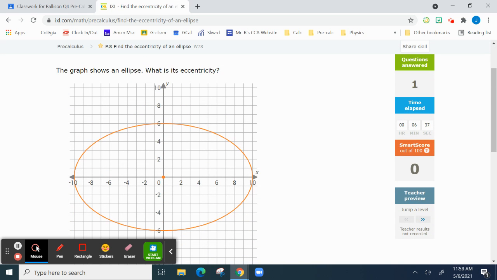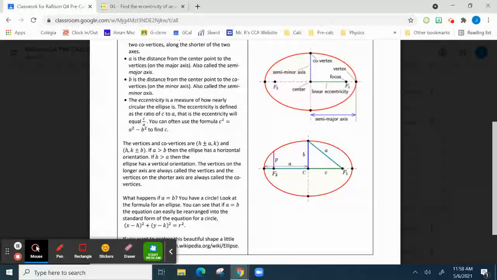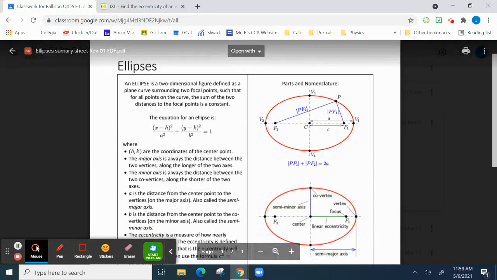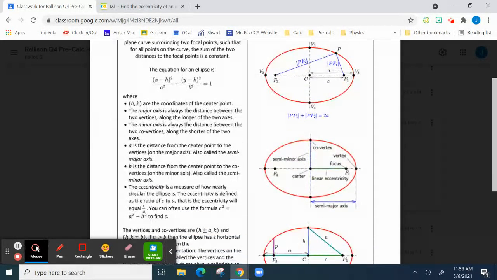So P8 says, what is the eccentricity of this ellipse. I want to point you back to this sheet that is available in your Google Classroom, and it's kind of got everything on it.